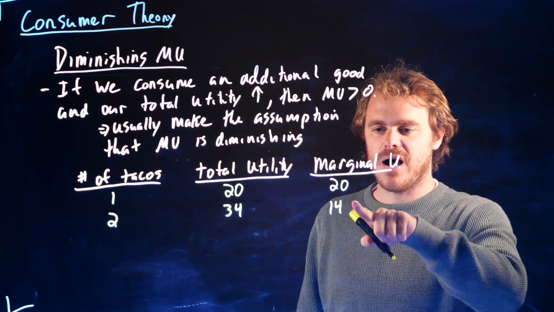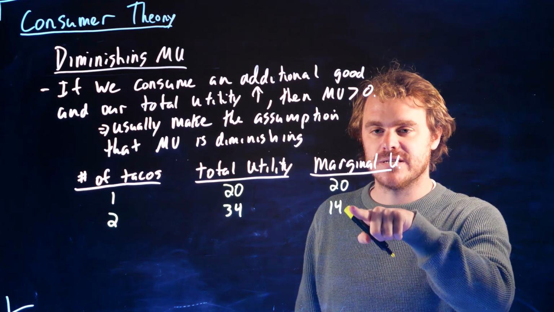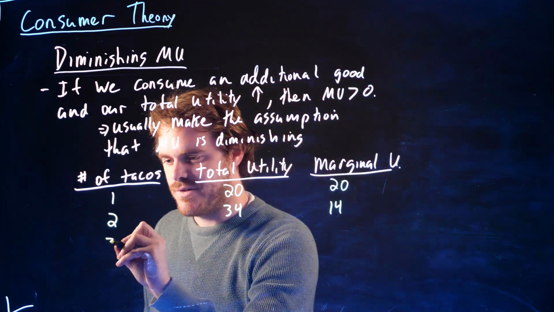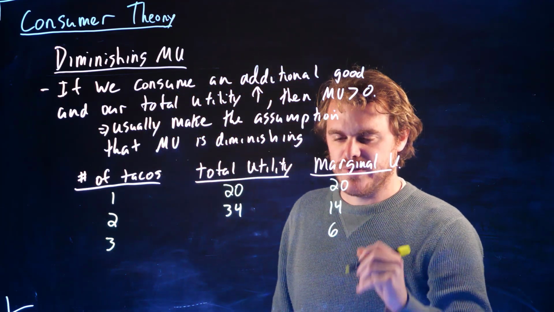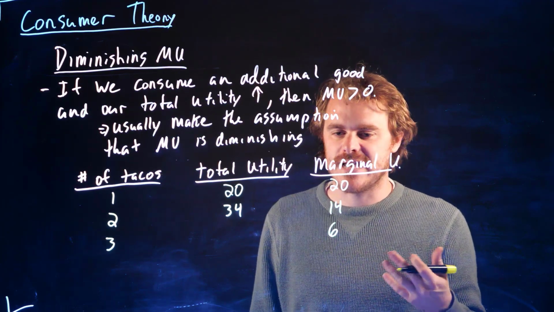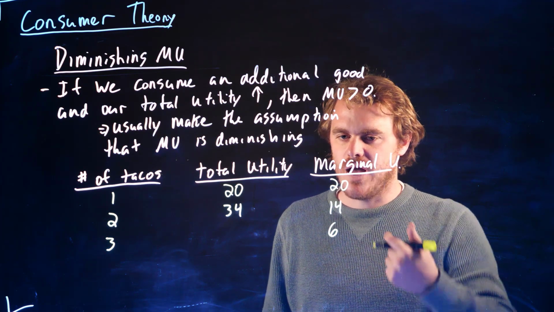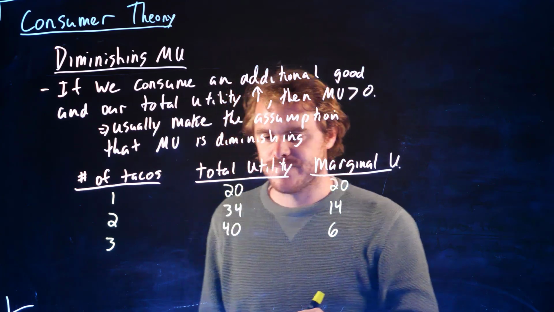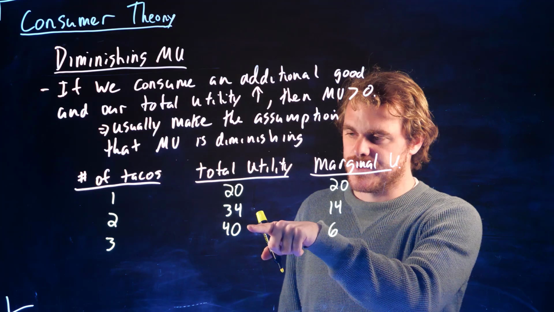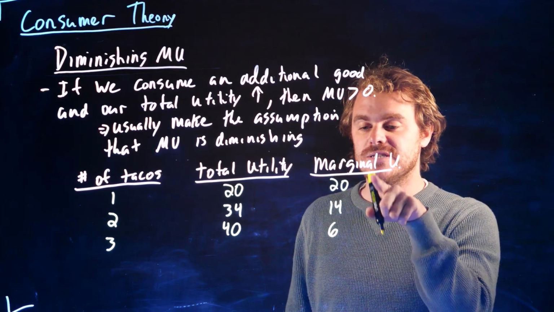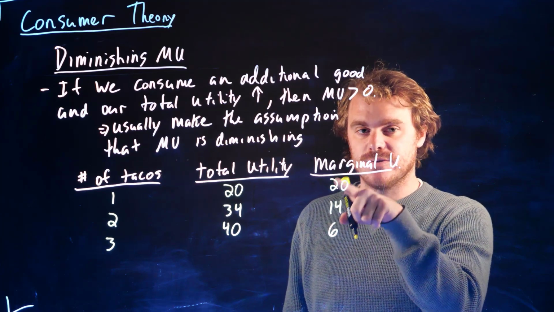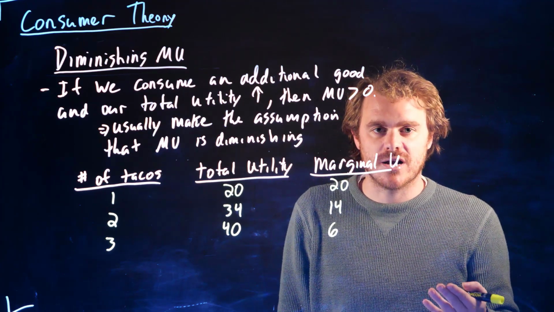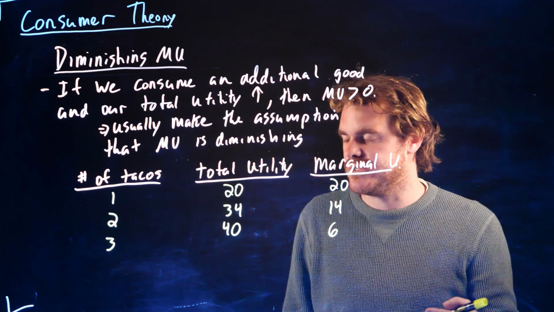So notice that their total utility is going up, and their marginal utility is positive, but it's going down. This is diminishing marginal utility. The marginal utility is falling the more tacos we're eating. And let's say for the third one, this person only gets 6 utils of happiness or satisfaction from eating the third taco. So a lot less than the first one and significantly less than the second one as well. Well, now their total utility is 40. So again, the total utility is still going up, which means the marginal utility is positive, but the marginal utility is falling. So it's diminishing. The more tacos we have, the less satisfaction we get from eating one additional taco. So that's the idea behind diminishing marginal utility.